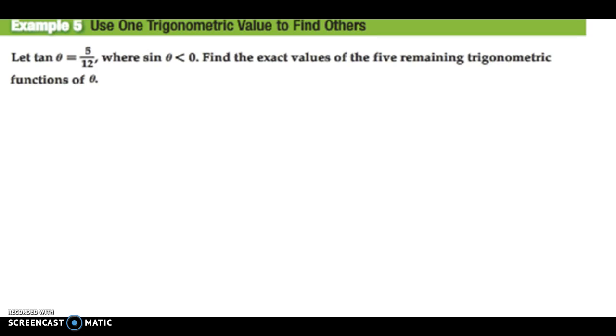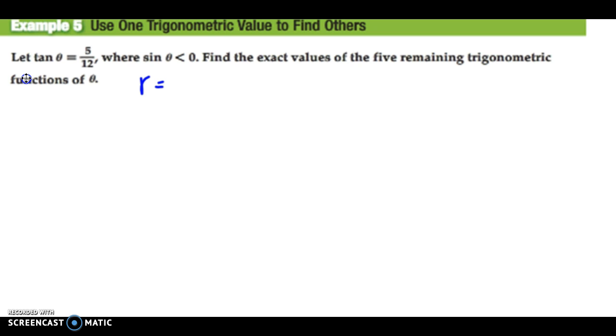Now, example 5. Use one trigonometric value to find the other. It says, let tangent of theta be 5 over 12, where sine is less than 0. Find the exact value of the 5 remaining trigonometric functions of theta. So to figure out the rest of the functions, we're going to need to know what our r is. Since sine of theta is less than 0, we need to know what angle that's negative is going to give us a positive 5 over 12.